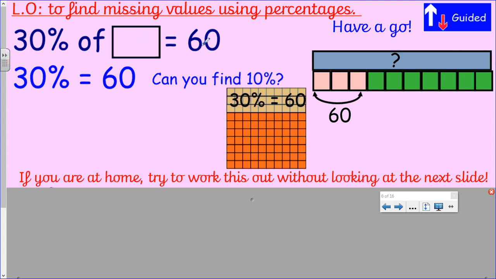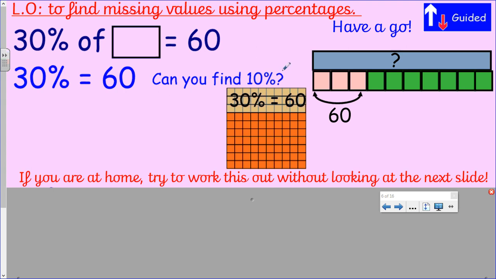So 30% is 60. I always find it useful to write it out like this. 30% equals 60. We just don't know what it's 30% of. I've done it the two ways to show you as well. This is the whole amount that we're looking for. This is this empty square that we don't know. But I do know that 30% is 60. Again, this is split into 10%, look, into tenths. And again on your 100 square here.